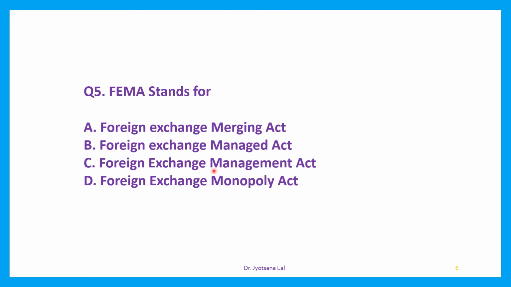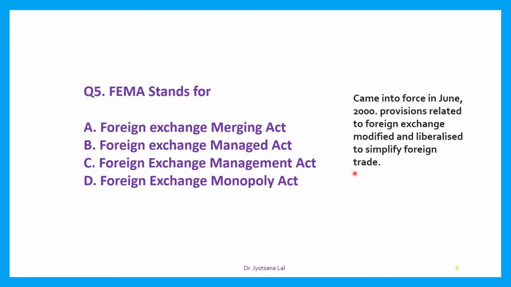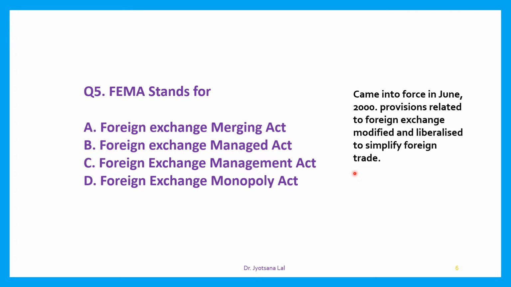There is only the difference of one word here. In FERA, it was regulation. In FEMA, it is management. So this particular act came into force in the year 2000. Provisions related to foreign exchange were modified here and liberalized. The purpose was to simplify foreign trade. So the correct answer is C.